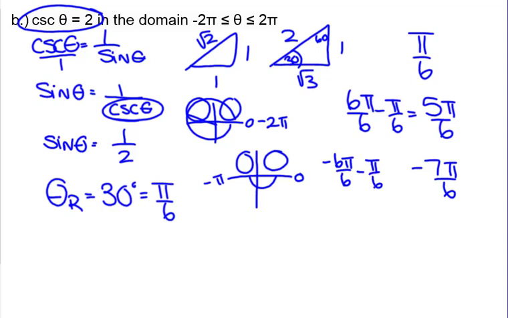And then we also want, if we kept going, this would bring us to negative 2 pi, which is negative 12 pi over 6. And we want to be one sort of, quote unquote, above that, which would be a pi over 6 above, which is negative 11 pi over 6. So those are our 4 values.